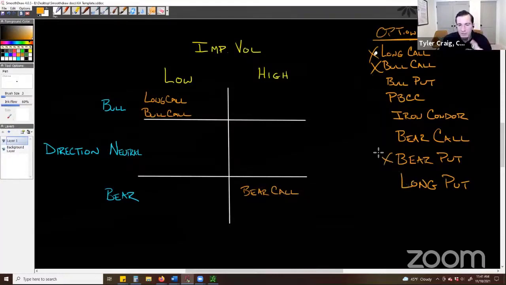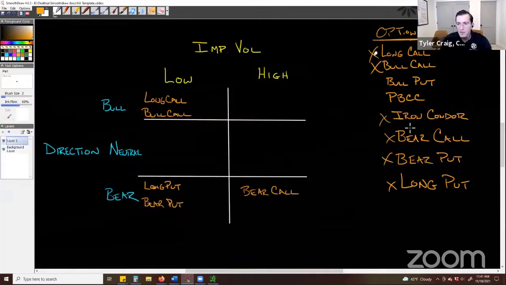Now I can go through every single one of these, and I can place them where they go. For sake of time, let me just cut to the chase. A long put, you're bearish. You're buying an option. You want it to be cheap, so you want low IV. All right, done with that. I mixed up the bear call and the bear put. The bear put is a bearish trade, duh. And you want it to be cheap because it's a debit spread. You're paying for it. Cheaper the better, so that goes here. Bear put.